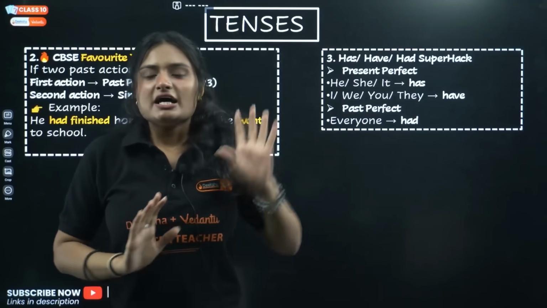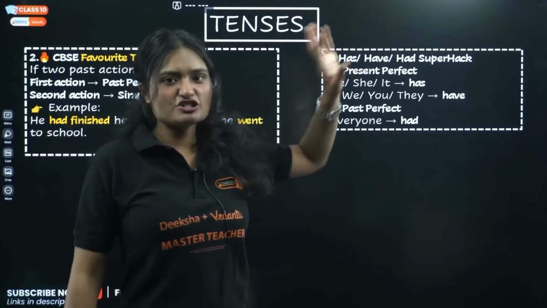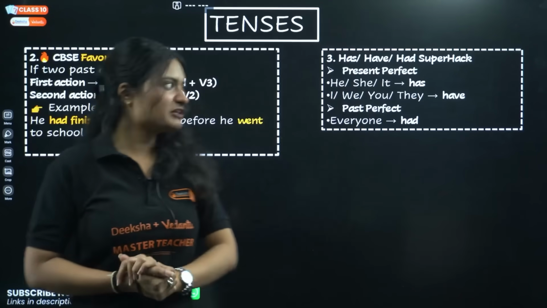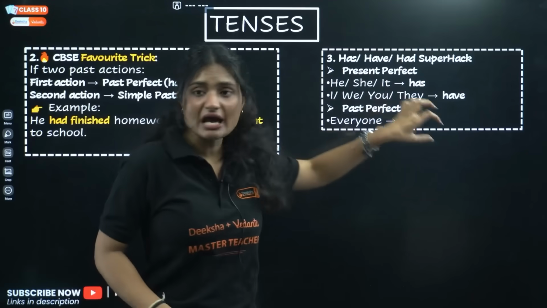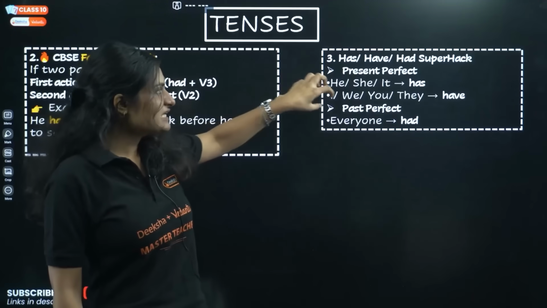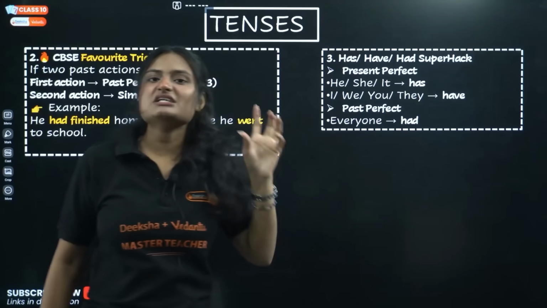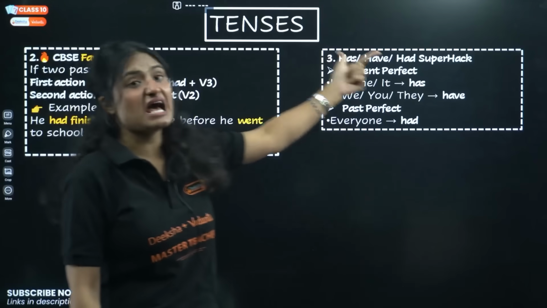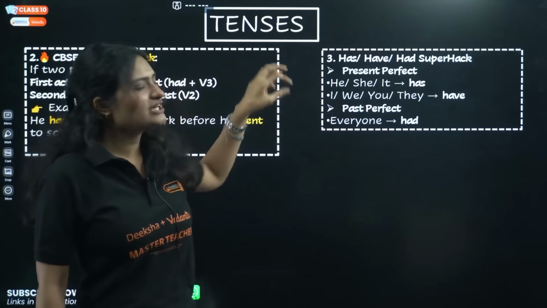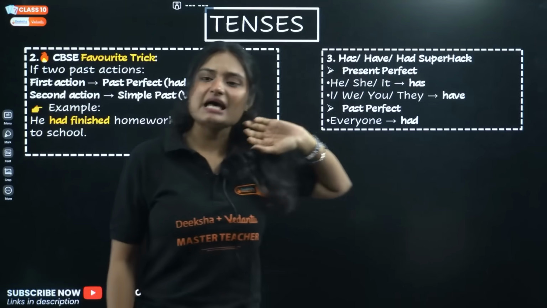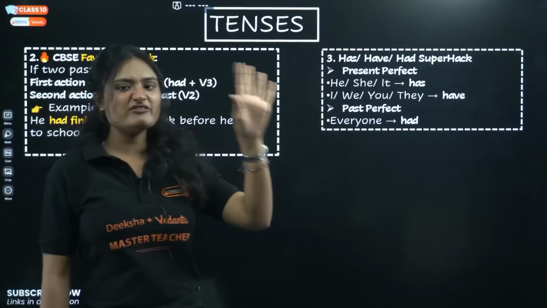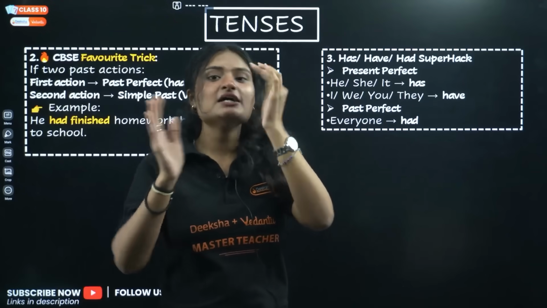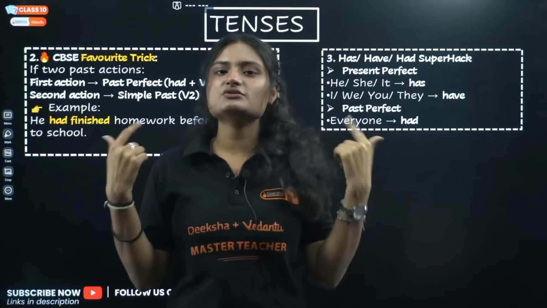Now, this is one other trick which is a super hack you can remember. For example, if you are given has or have, how will you differentiate? If the pronouns are he, she or it, you will use has. If the pronouns are I, we, you, they, you will use have, right? For past perfect, only one trick. There is no hack actually. For everyone, you will use had only.